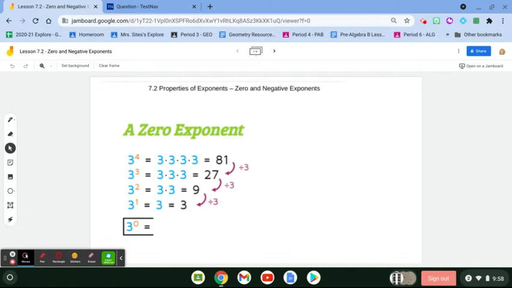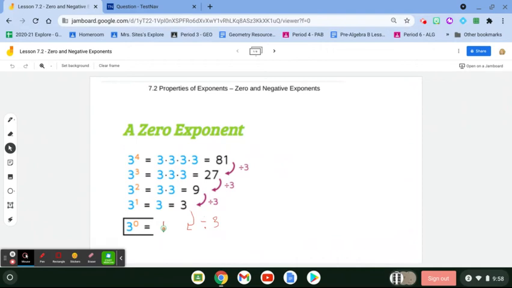Well, if we follow this model, we can figure out what 3 to the 0 power is. If I keep going, we can see that each one of these is decreasing by a factor of 3. 81 divided by 3 gives us 27, or 3 to the third power. 27 divided by 3 gives us 9, or 3 to the second power. And 9 divided by 3 is 3, or 3 to the first power. If I divide by 3 one more time, I'd get our answer for 3 to the 0 power. So 3 divided by 3 gives us 1.